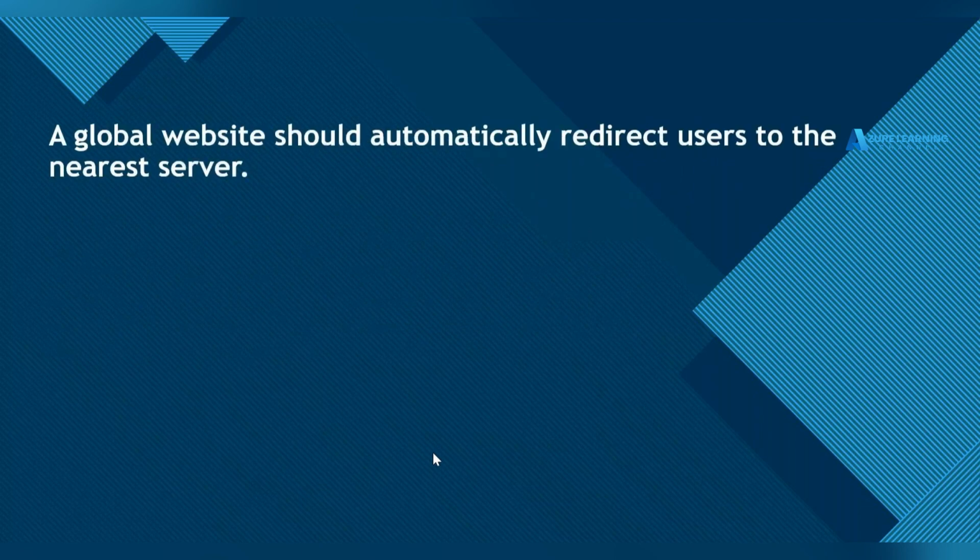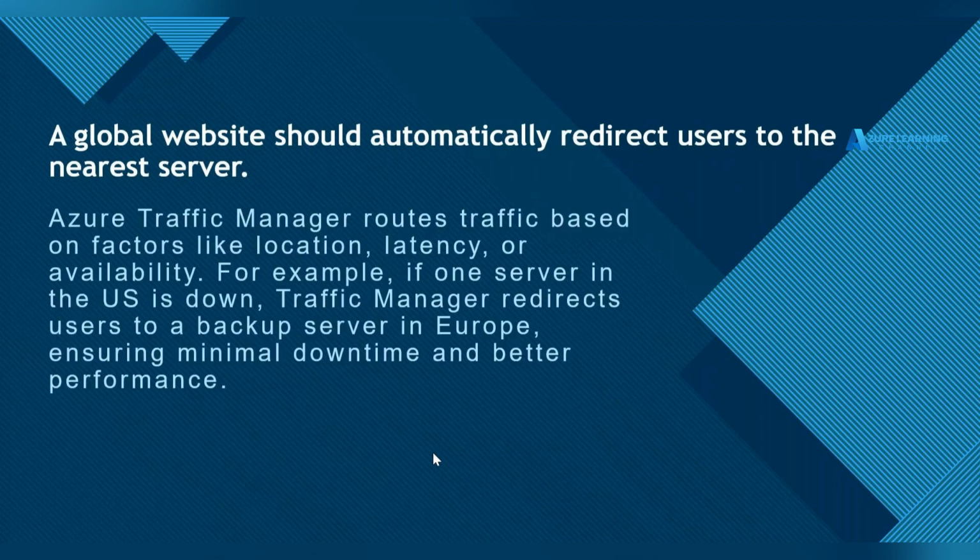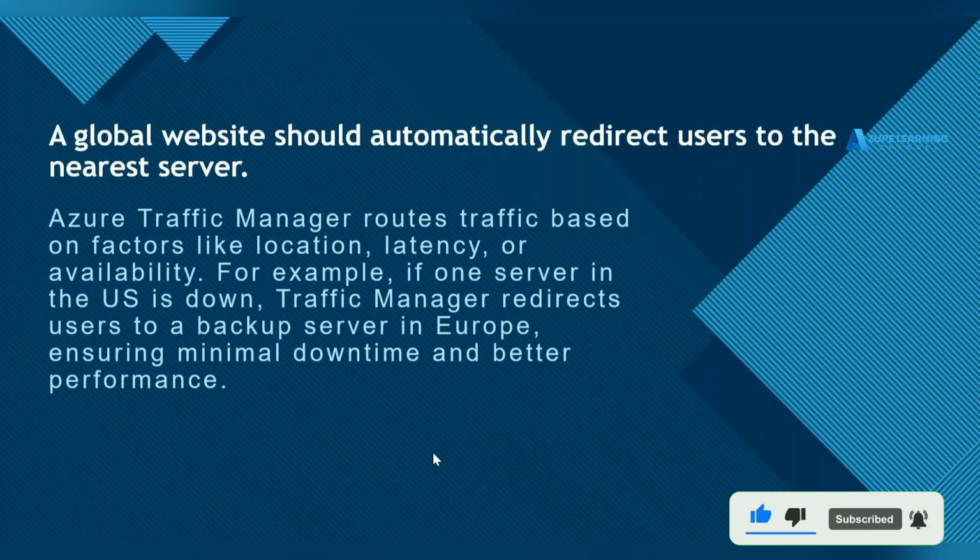See, a global website should automatically redirect users to the nearest server. This we can achieve via Traffic Manager. Traffic Manager routes based on factors like location, latency, or availability. Here in Traffic Manager, you have to select performance routing. That performance routing would achieve this scenario. If one server is in the US and one server is in Mumbai, if you enable performance routing, it would pass the request to the nearest server.